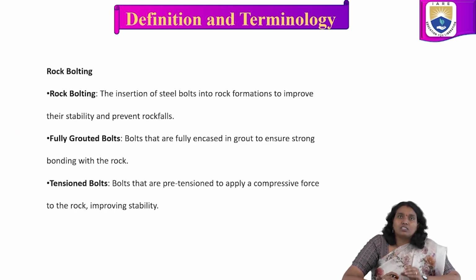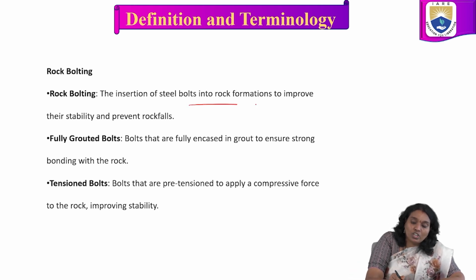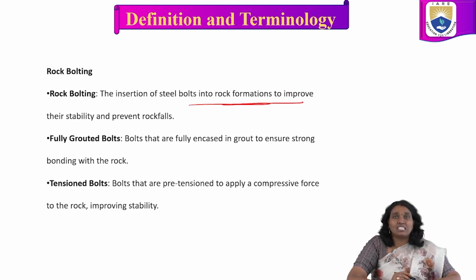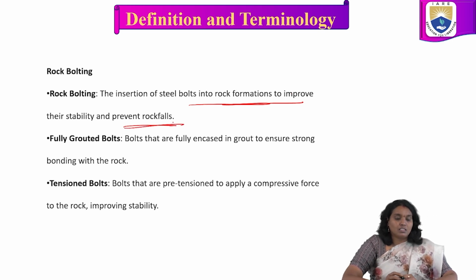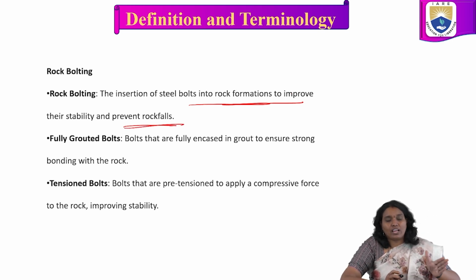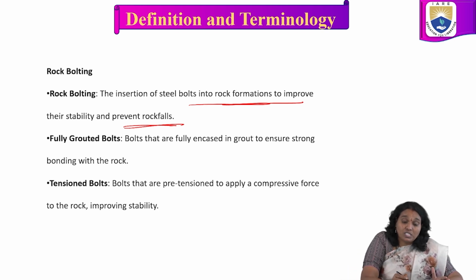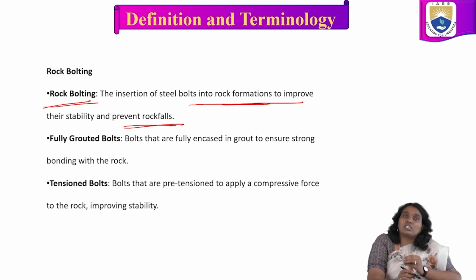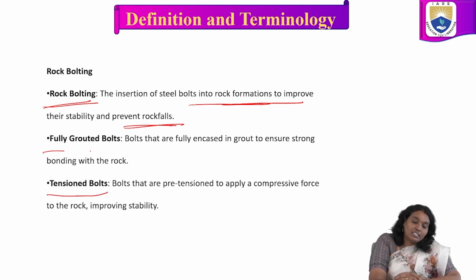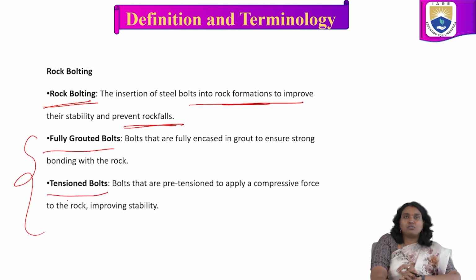Rock bolting. In rock bolting, steel bolts are inserted into the rock formations to improve their stability and to prevent rock falls. For that purpose, we choose this rock bolt technique. The insertion of steel bolts into the rock formation to improve stability is nothing but rock bolting. Under it, fully grouted bolts and tensioned bolts are the terms we use.